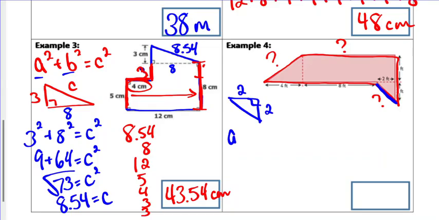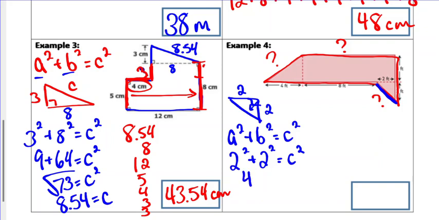That's telling me I can use the Pythagorean theorem to find that missing side. Both 2's are my a and my b. I'm looking for c, it's across from the right angle. So we're going to do 2 squared, get 4. 2 squared again, 4. 4 plus 4 is 8. And then we do the square root of 8 to find out that that side is 2.83. So this blue side that I drew down here is 2.83.